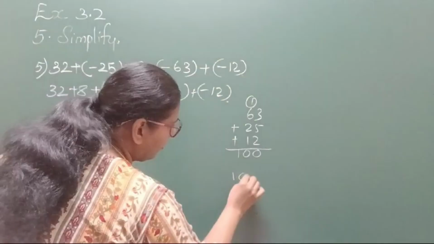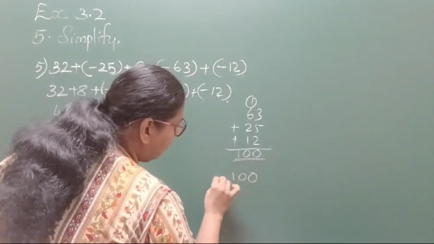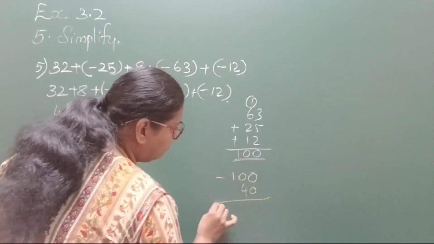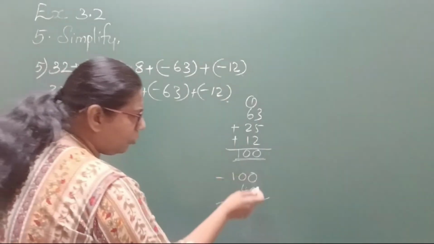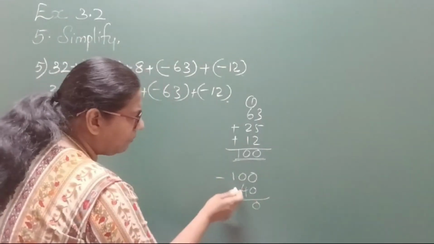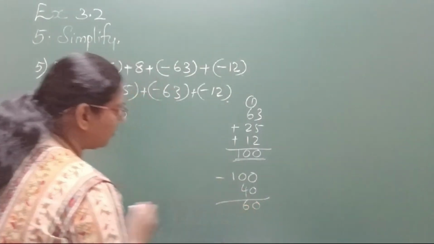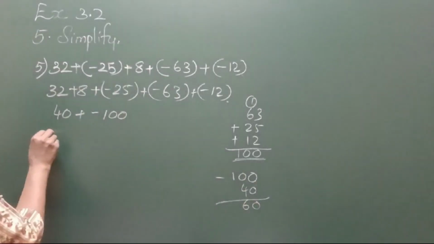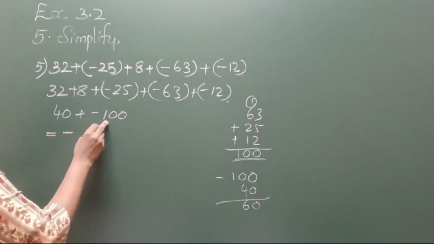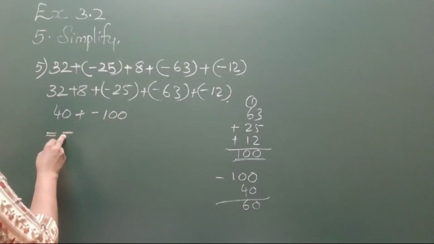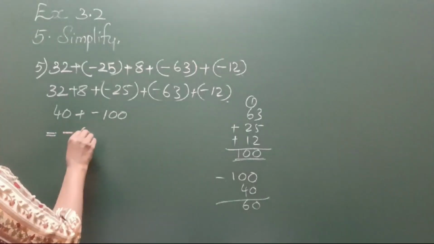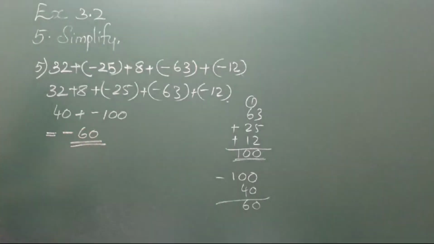100 minus 40. 0 minus 0 is equal to 0. 10 minus 4 is equal to 6. So we got the answer. The greater number's sign is minus. The answer is 60. So our answer is minus 60.